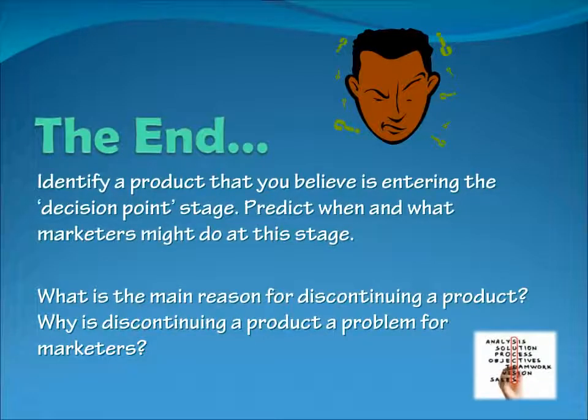So this brings us to the end of our video lecture. So I want you to do two things. First off, I want you to identify a product that you believe is entering that decision point stage. What would you do? Predict what a marketer would do, what the company would do. What might they do to change things, to turn things around? Would you do the same thing?